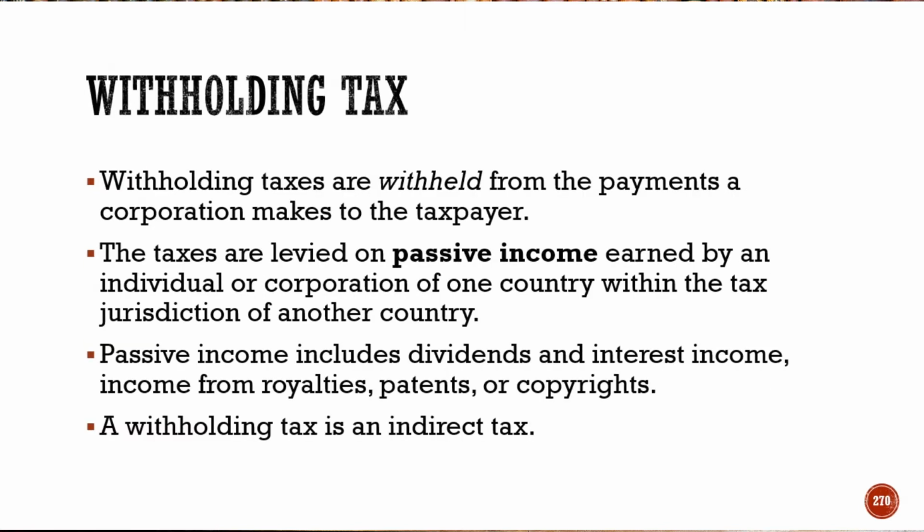Withholding taxes are withheld from the payments a corporation makes to the taxpayer. The taxes are levied on passive income earned by an individual or corporation of one country within the tax jurisdiction of another country. Passive income includes dividends, interest income, income from royalties, patents, or copyrights. A withholding tax is an indirect tax.